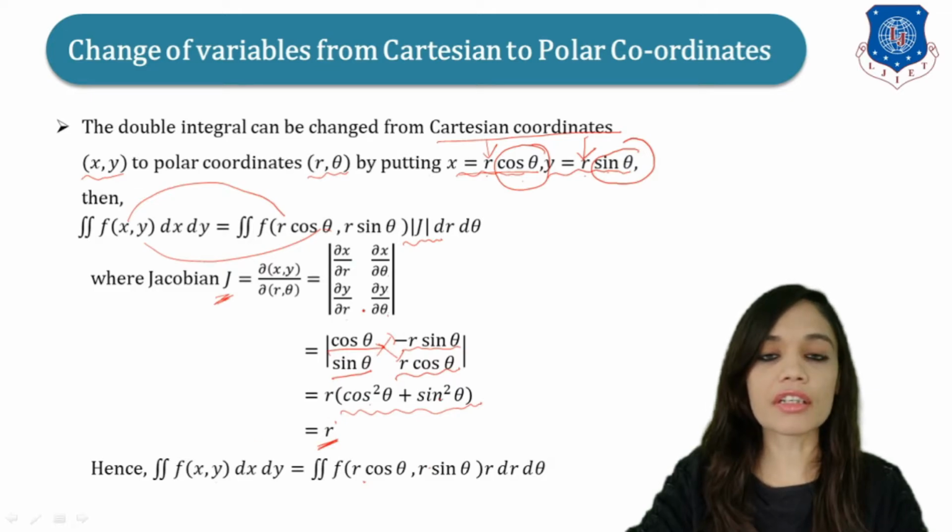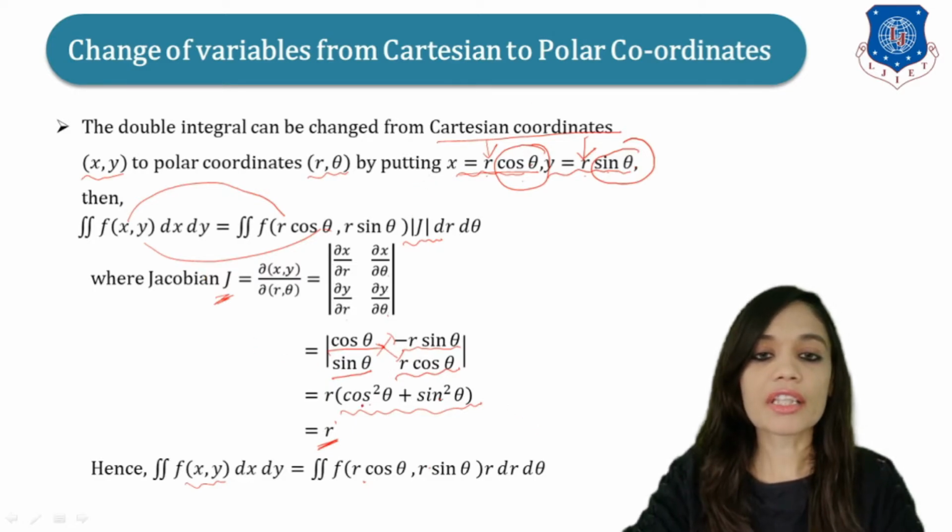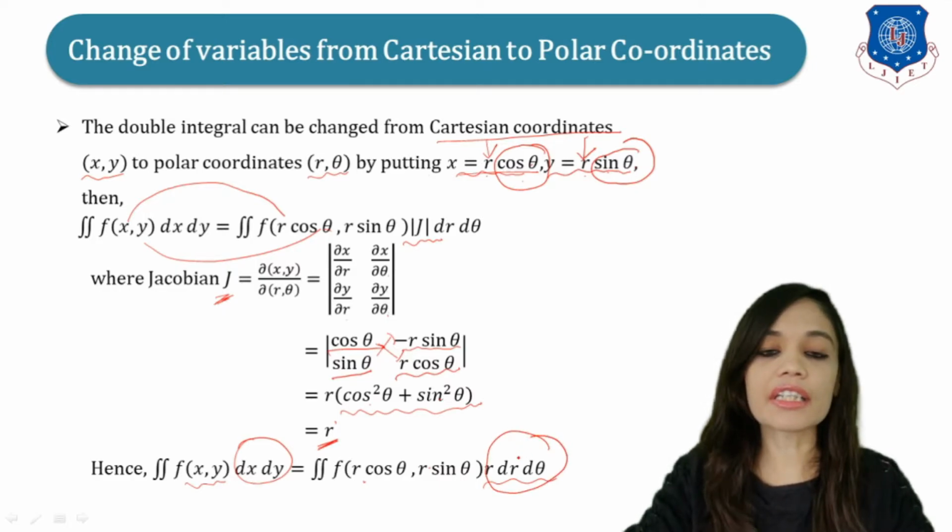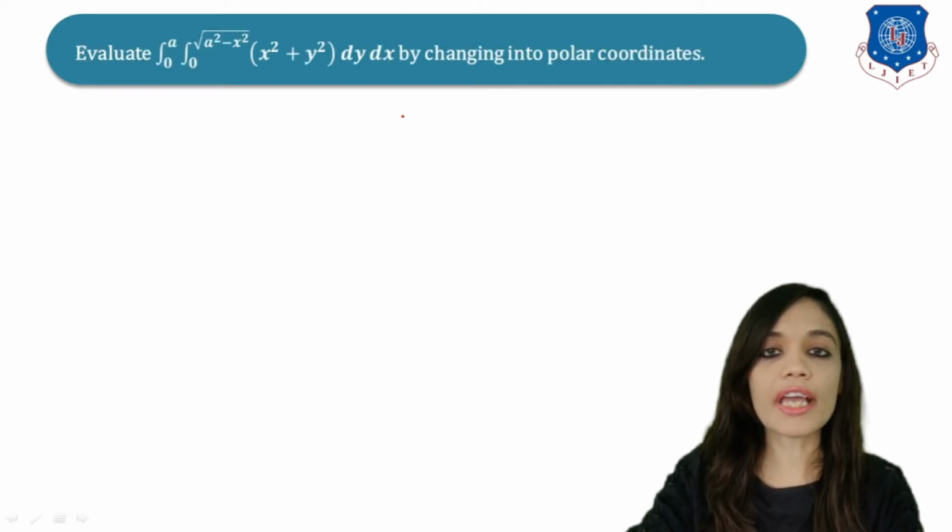What we have done here in all is converted x, y to r and theta by putting x equal to r cos theta, y equal to r sin theta. In such type of questions, our Jacobian, that is our mod J, will always be r only. So your dx dy will always be r dr d theta. Now let us solve one example.